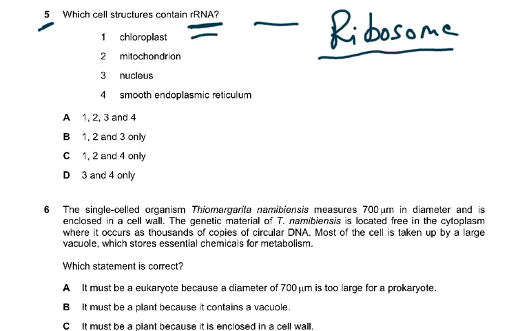So chloroplasts have ribosomes, 70S, mitochondria have ribosomes, but this does not have any ribosomes. So that is why the answer to this was B. The nucleus also has, in the nucleolus, where the ribosomes are made. So there will be ribosomal RNA in the nucleus as well. So the answer to this was 1, 2, and 3.